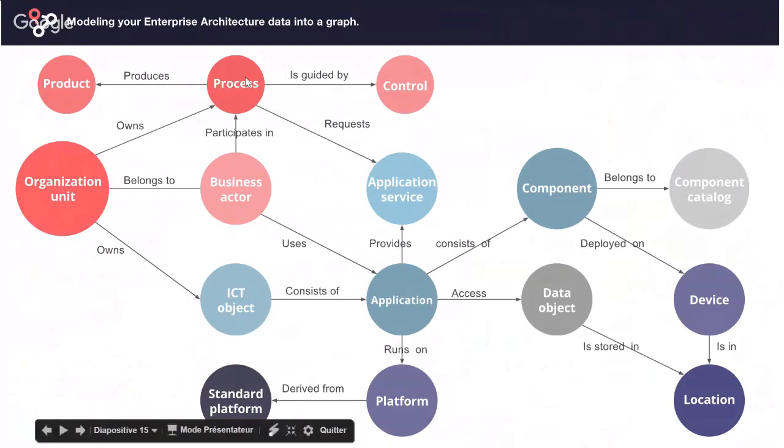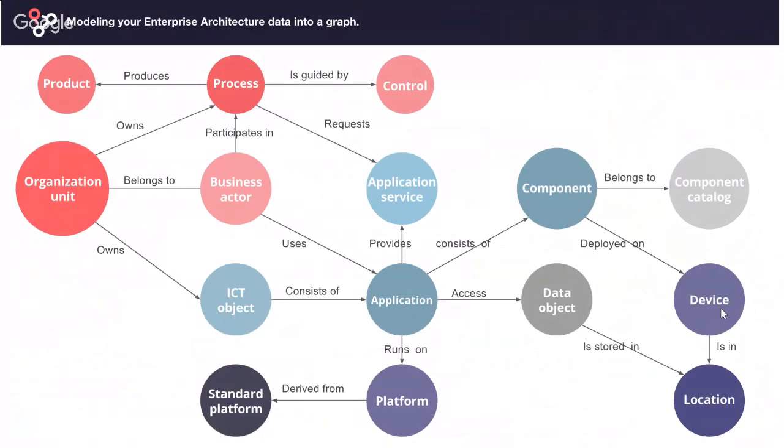So for example, if I look on the top of my screen, the process produces the product and is guided by the control. Same thing here, if I go at the bottom, we can see that, for example, the component belongs to the component catalog and is deployed on a device. In a single model, we have 4 different enterprise layers.